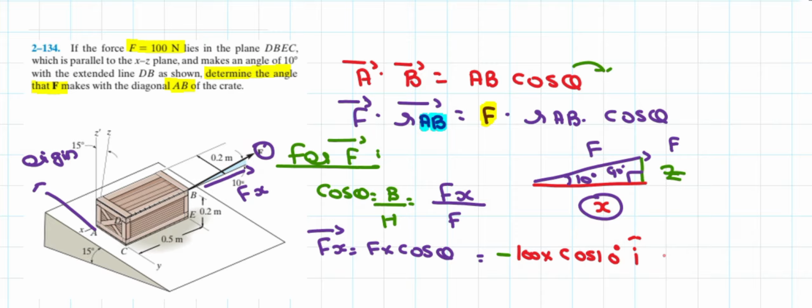And don't forget to write down the unit, which is the Newton. If you multiply 100 into cos 10 degrees, you will get negative 98.48 Newton I cap. This is basically the value of Fx here. And I'm pretty sure that you all know why I put the negative sign here, why I put the I cap here.